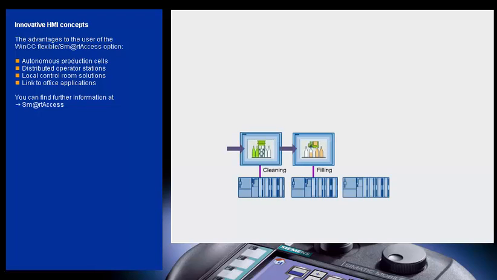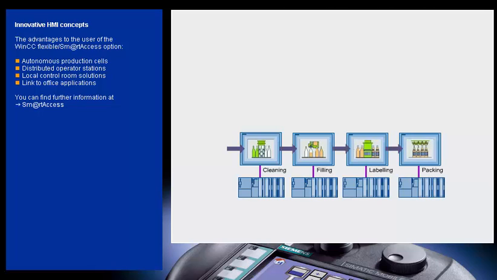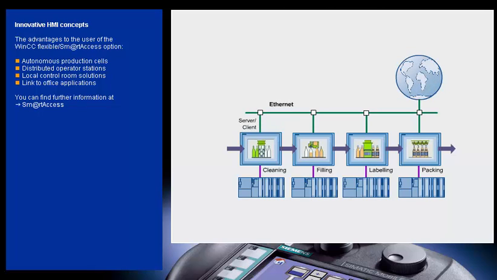The WinCC Flexible Smart Access option gives operator stations plant-wide access to variables and displays. This provides you with completely new possibilities for controlling and monitoring your machines and plants, and for integration of the automation level in the production management or office level. For example, you can network autonomous production cells and exchange import data between them, for instance to forward step-enabling conditions.